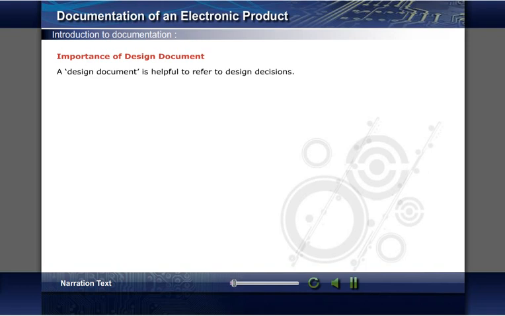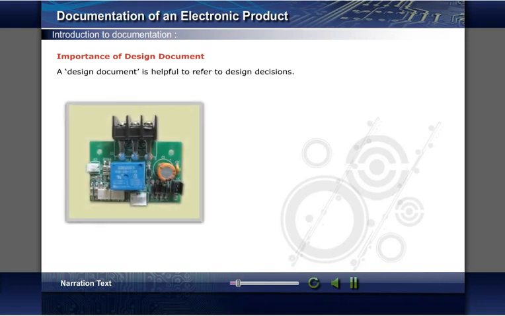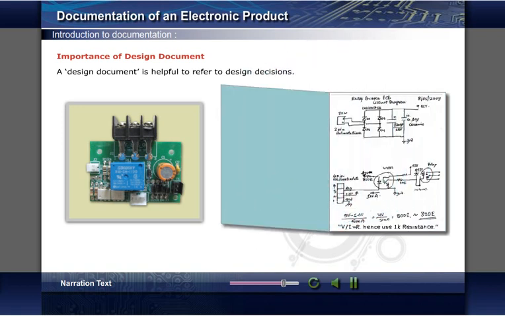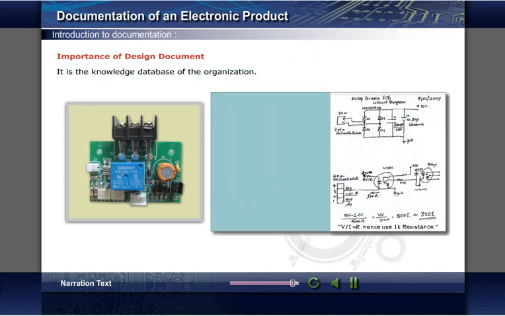Another example is of a designer. Quite often, a design person forgets why he chose certain components over the others. He has to again think and put logic to the use of one component and not the other. It is a waste of time, a costly, limited resource. A design document is thus helpful to refer to design decisions. It is a knowledge database of the organization.